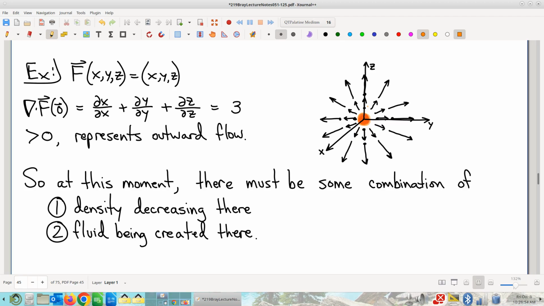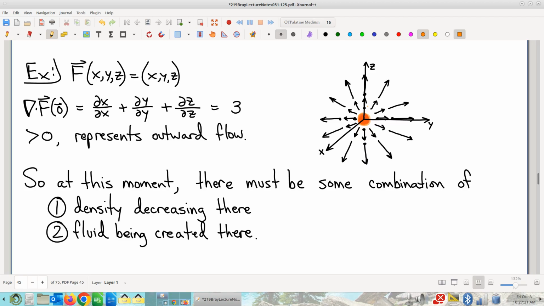But the difference is, with a light bulb, you're not decreasing the density of photons. It's not like there's a finite supply of photons, and as they fly away you have less and less of them. That's just not how light bulbs work. Light bulbs generate the fluid, right? They generate photons. That's their job. That's how they work.